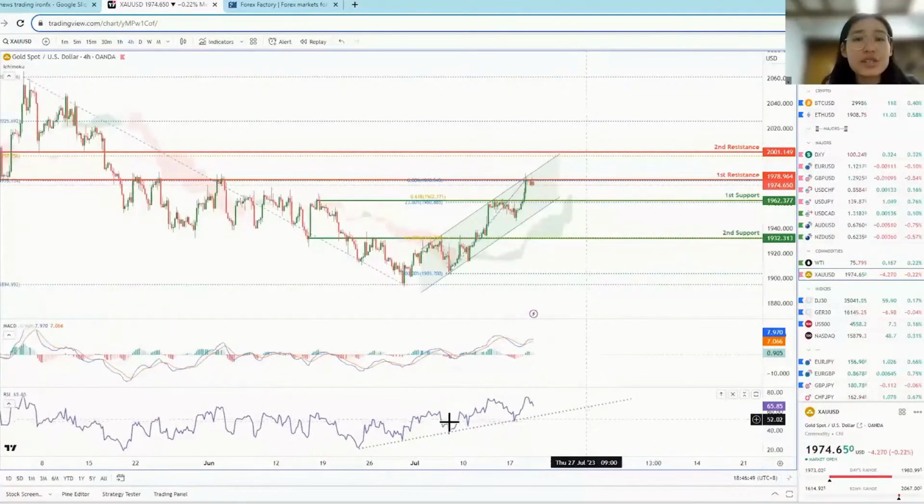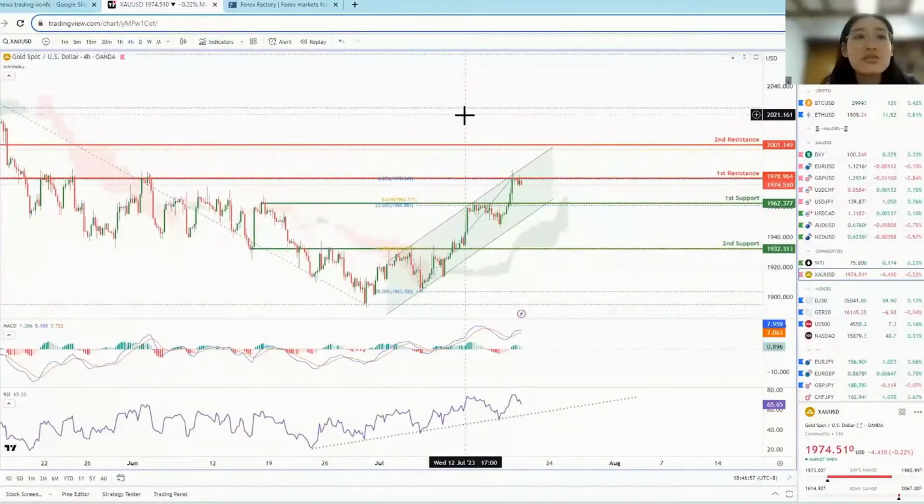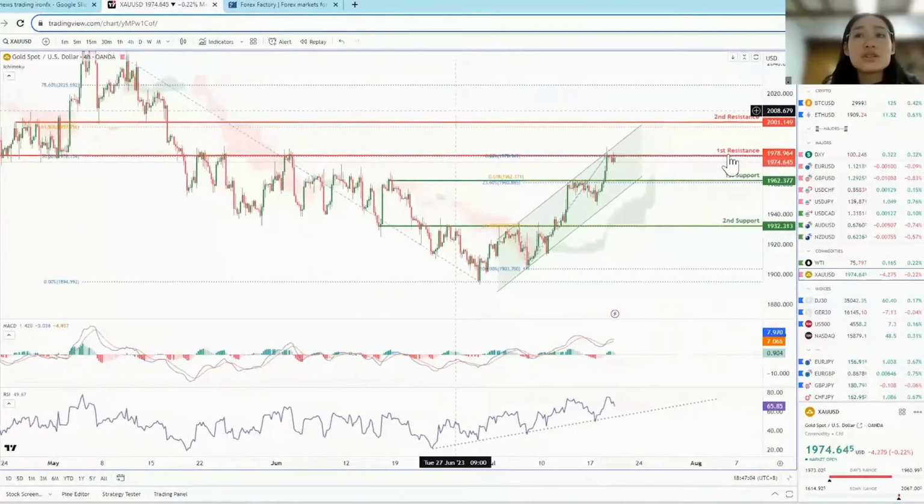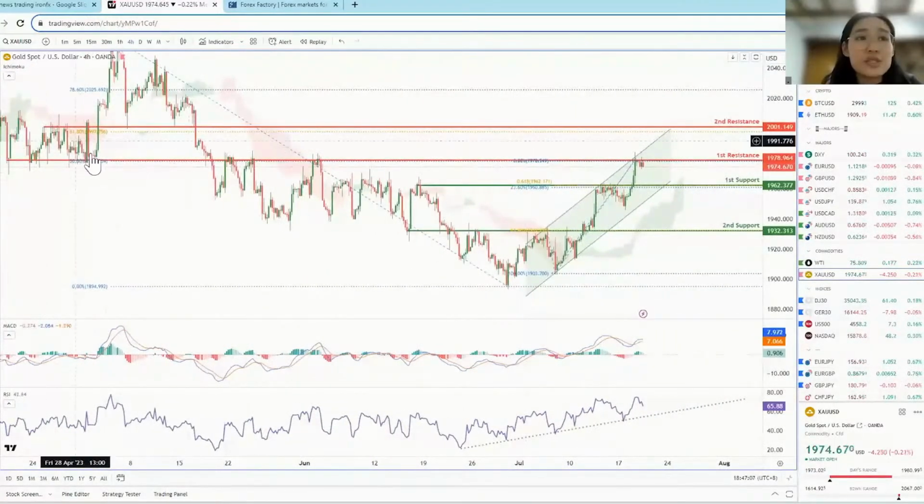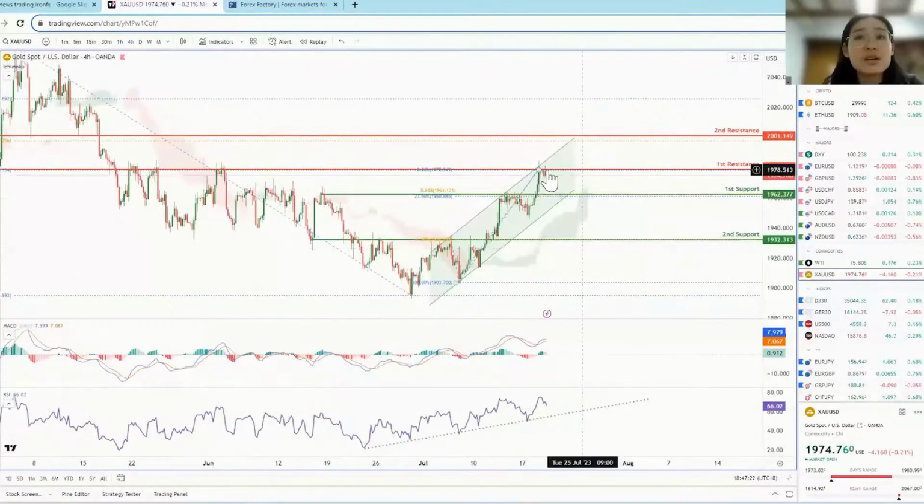Okay, RSI also moving in a really nice ascending trend line. So this overall is a very bullish chart for gold. But because this first resistance here is in line with a 50% Fibonacci retracement, and it is also an overlap resistance, which means price has tested this level many, many times. You can see the swing lows here, as well as the swing highs here. So that's why we are seeing a bit of resistance over here.